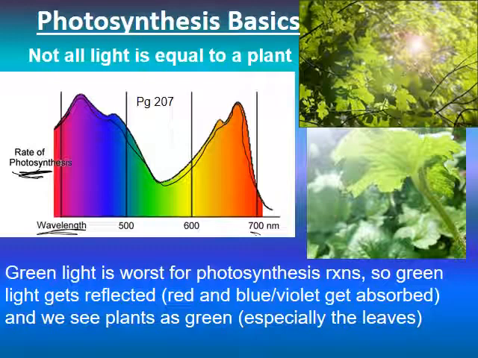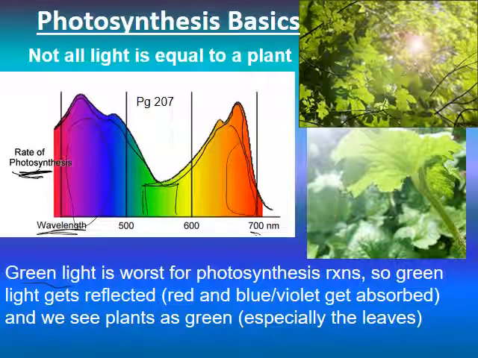And you can see here, the violets, the ultraviolets, the blues, those work pretty good. And then the reds here work really good until you get into about the infrared. But what really doesn't work good is right here, this section. Greens and yellow greens. So right about there you see the lowest rate of photosynthesis. That means green light is actually the worst for the photosynthetic reactions to happen.